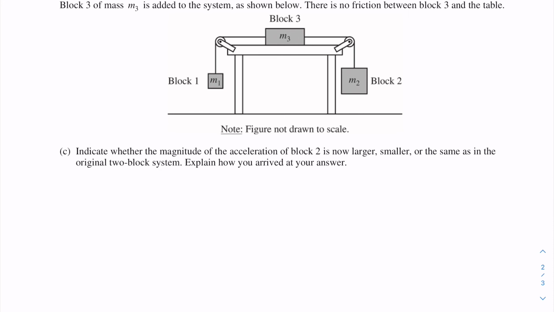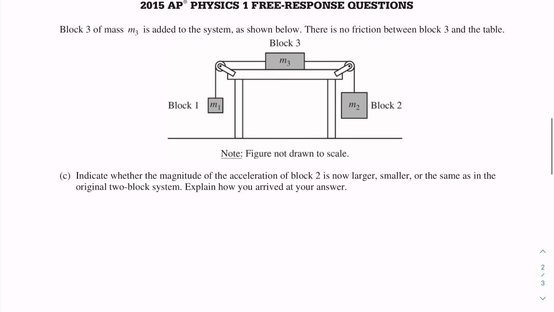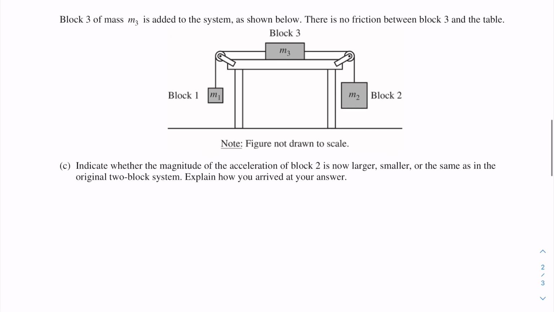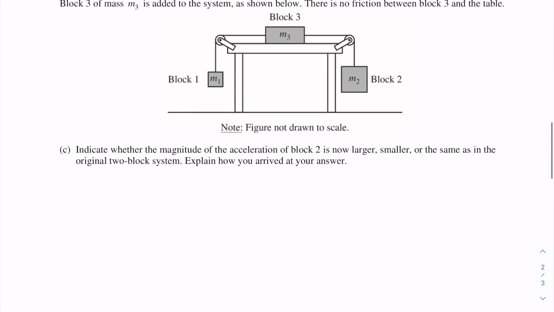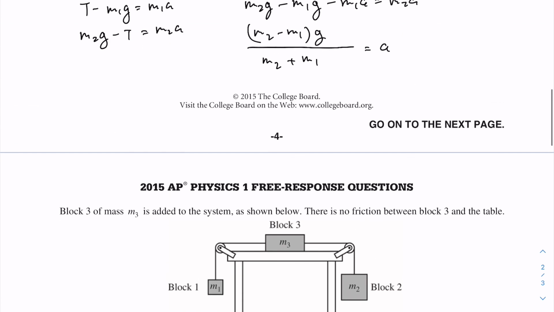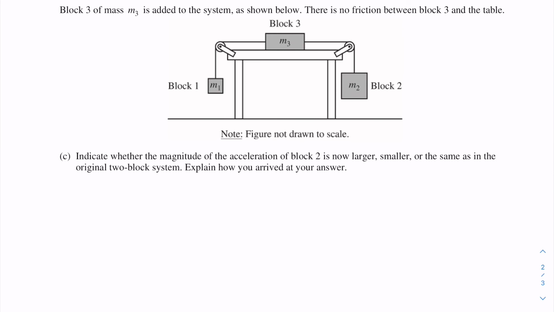Now for part C, a third block is added in between blocks 1 and block 2 on the table, but it has no friction. So this really wouldn't change the forces acting on the system too much since there's no friction, but it would increase the mass of the system. So instead of just the m2 and m1 in the denominator, we would also have an m3. So it would look something like this: a is equal to m2 minus m1 times g over m1 plus m2 plus m3. And since we're adding something to the denominator, we'll expect that acceleration will go down.